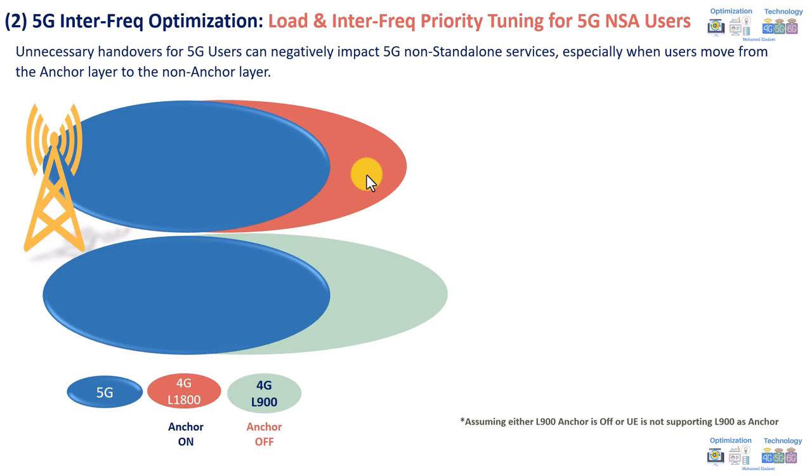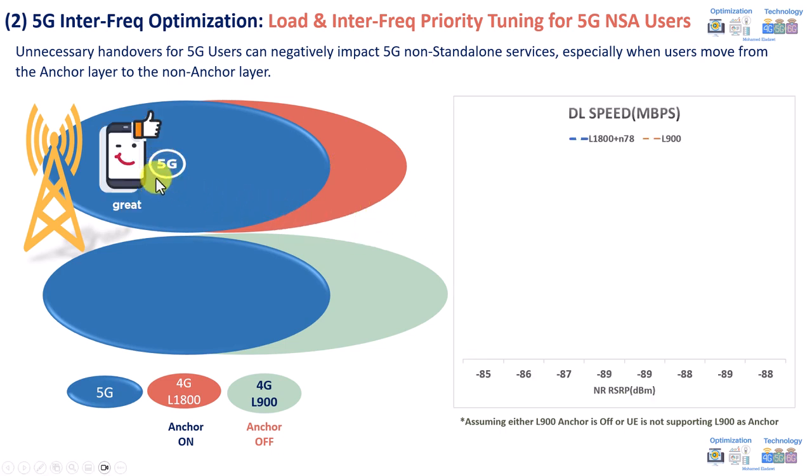This can be done through different features, though the naming is different from one vendor to another. For example, it's called inter-frequency based on anchor, where it checks the capability of the user and the current configuration. If this layer is not configured as an anchor, it will directly hand over to the anchor layer and start adding 5G.